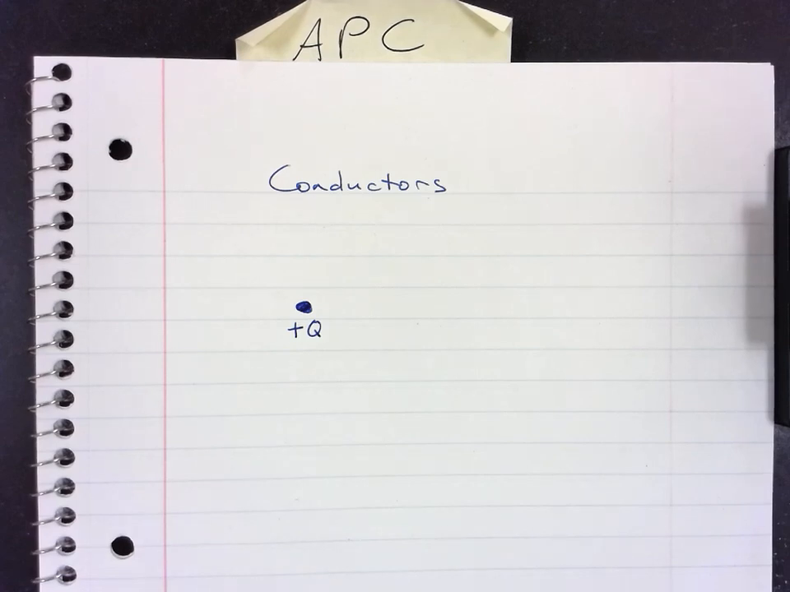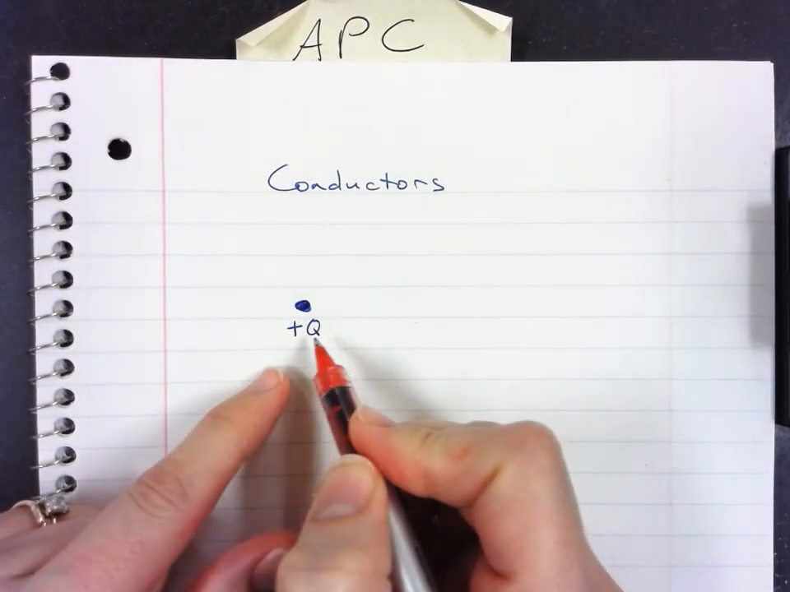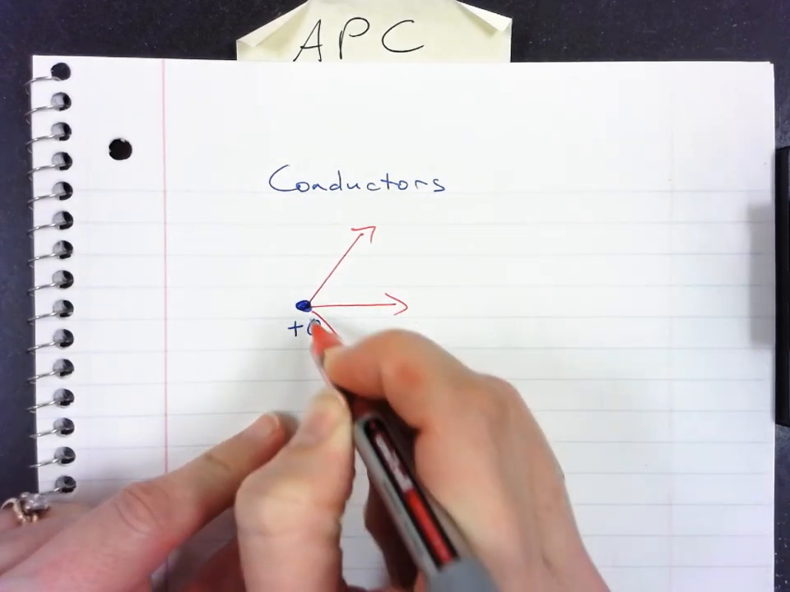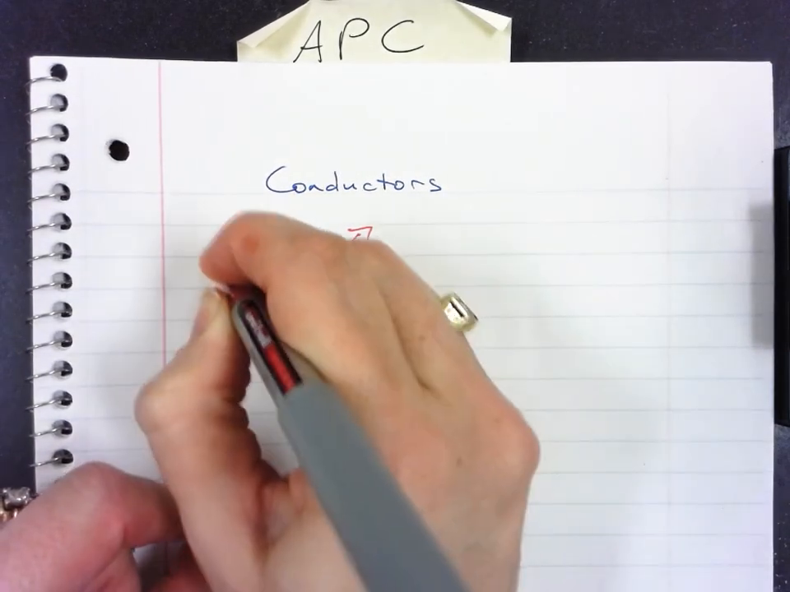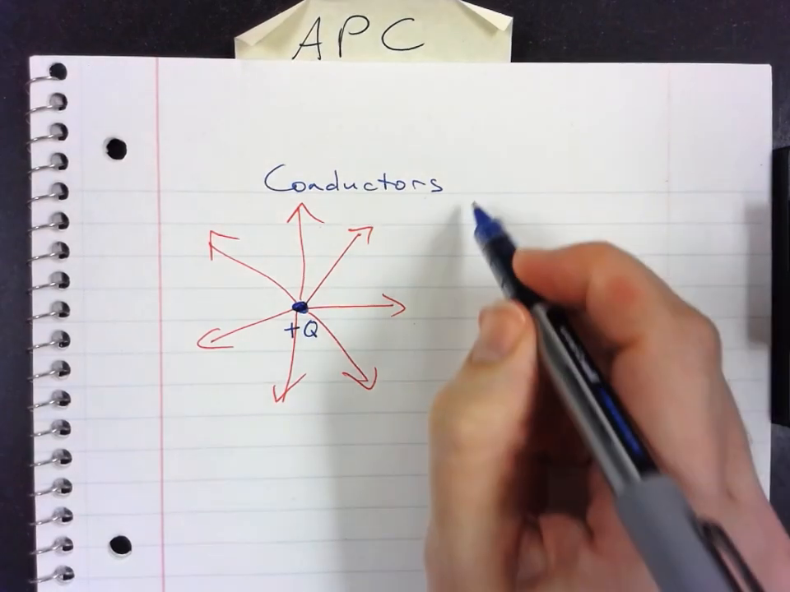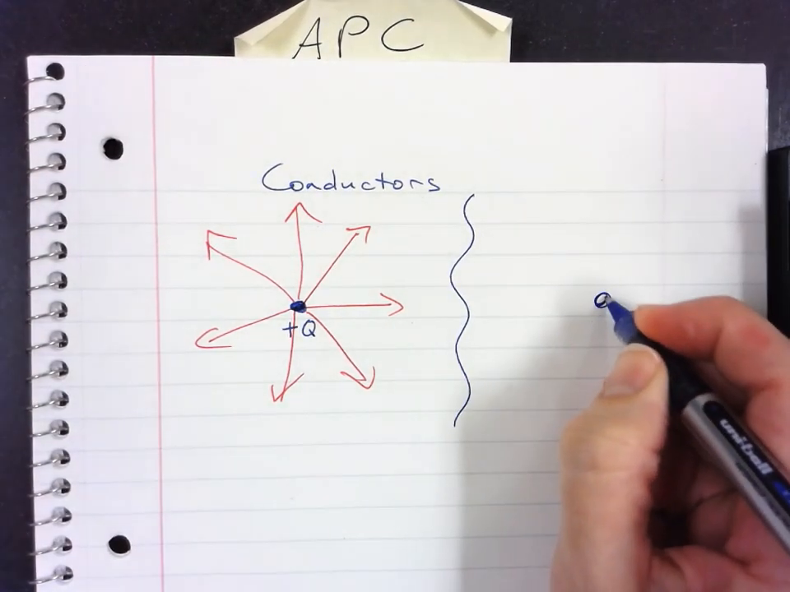So our last topic on just looking at electric force and electric fields is what happens with conductors. So we're going to start with an isolated point charge. This point charge has charge positive Q, and you know it makes an electric field that points everywhere away from it. So the question is, what if we change this?